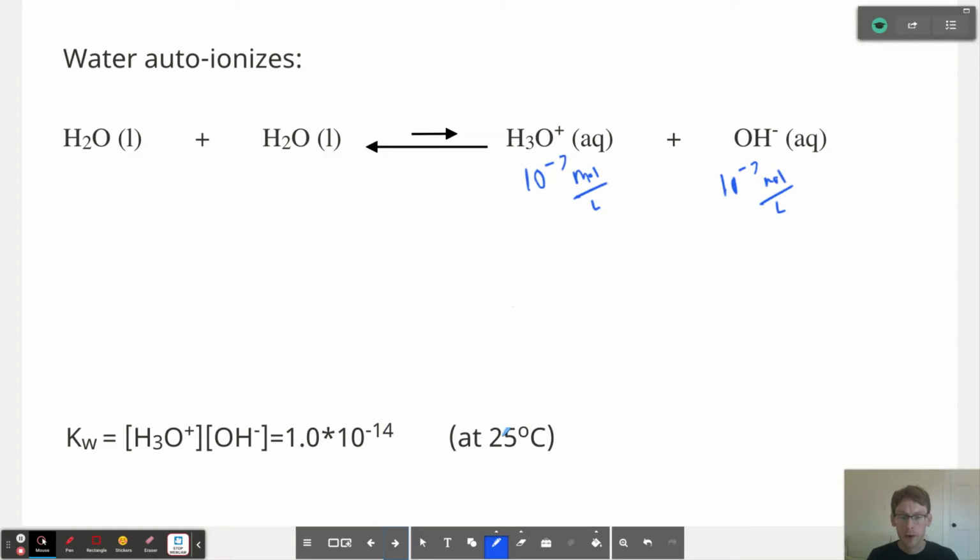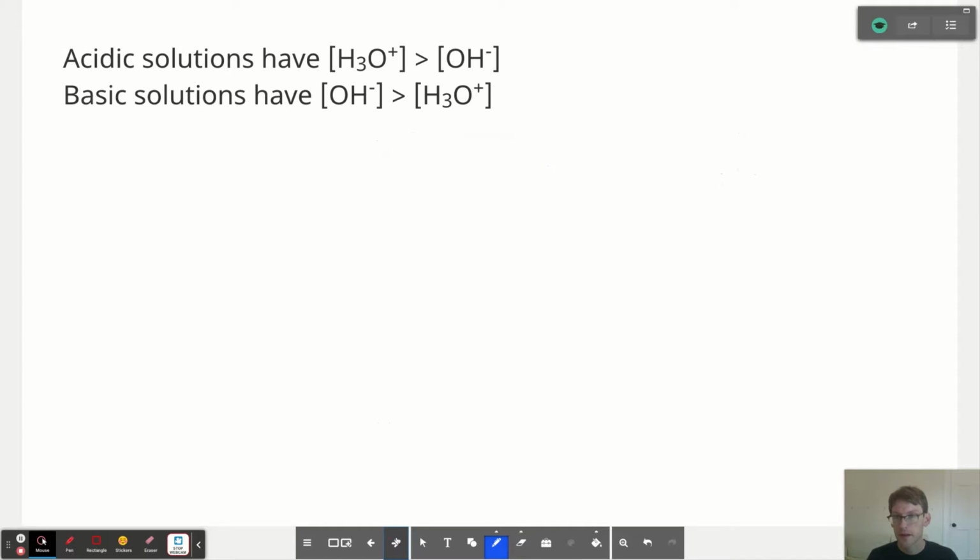I do want to point out that this holds at 25 degrees Celsius. If we raise the temperature, Kw will be something else, and if we lower the temperature as well. But in this class, any calculations you do will involve that 25 degrees Celsius. As a reminder, acidic solutions have greater H3O+ than OH- concentration, and basic solutions will have greater hydroxide than hydronium concentrations, and that's all there is to it.